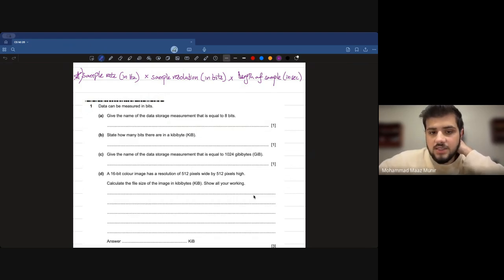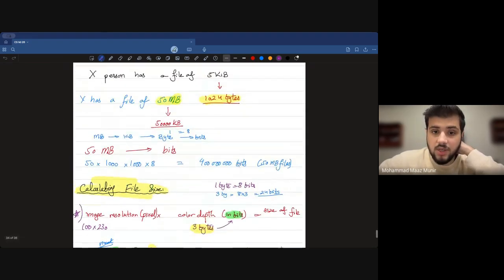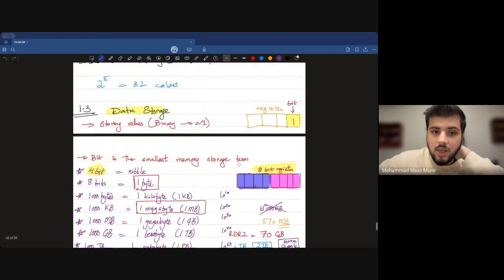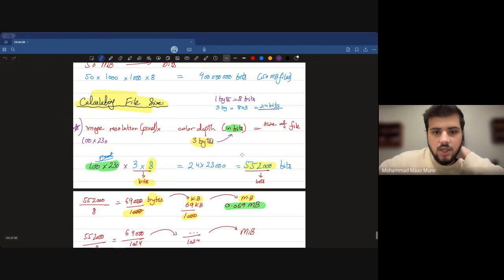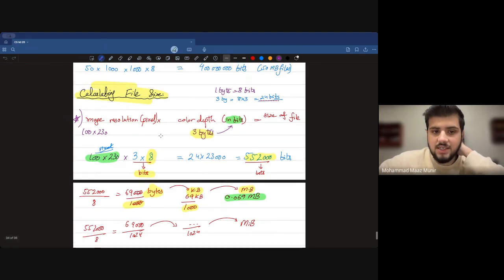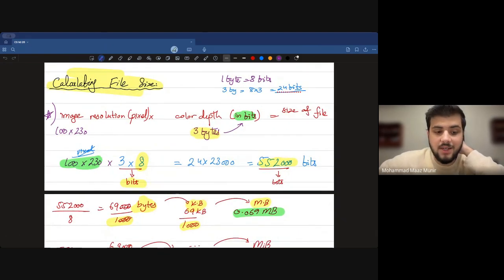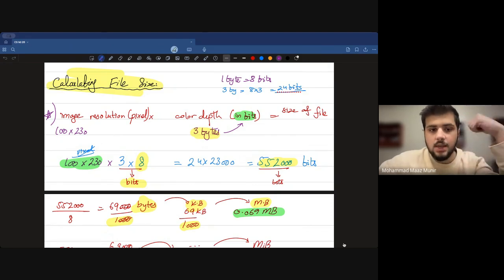But if you remember, I even shared this with you last night, that in the last class we would be doing some past paper questions. Even if you don't get the concept right now, you don't need to worry. We had a look at these two equations. To calculate the file size, the formula I would be implementing is image resolution, in pixels, multiplied by the color depth, in bits. Okay, and that's going to be your size of file.